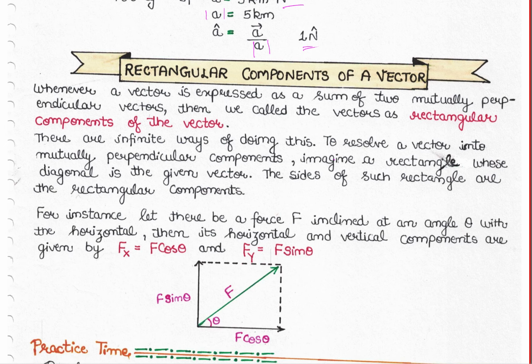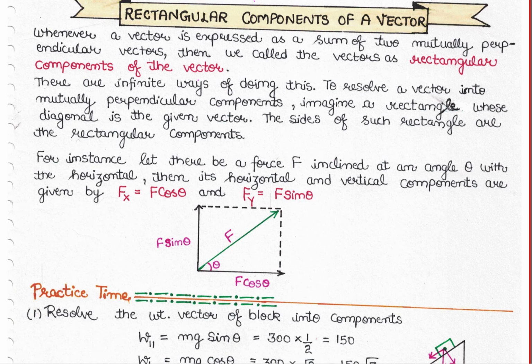Now what are rectangular components of a vector? Whenever a vector is expressed as a sum of two mutually perpendicular vectors, then we call those vectors the rectangular components of the vector.